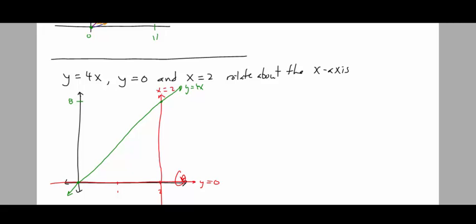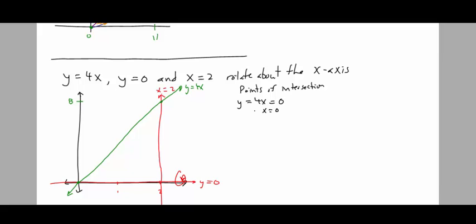Now your points of intersection are easy to find on this one. I take my equations, and for this one I can just plug in x equals 2. So I have y equals 4x, y equals 0 if you want to set those equal to each other.